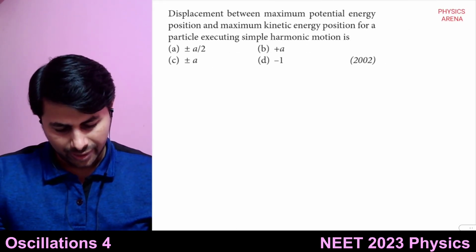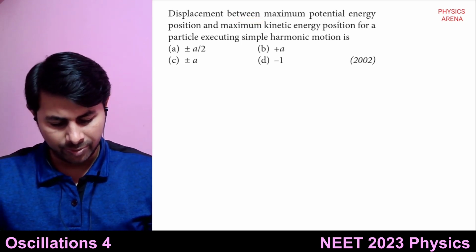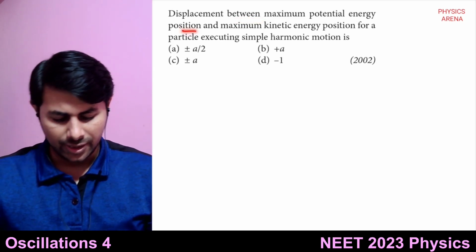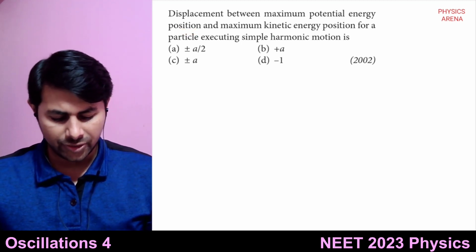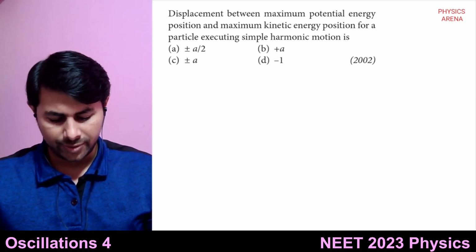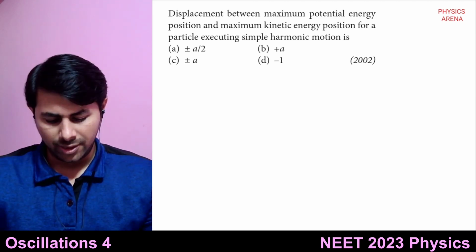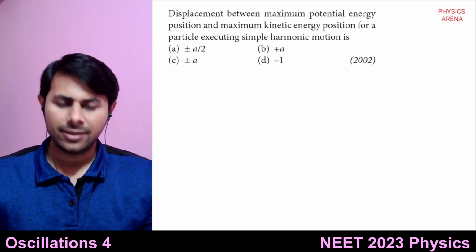Okay. Next one: the displacement between maximum potential energy position and maximum kinetic energy position for a particle executing simple harmonic motion is. So yes, tell me, is it plus minus a by 2, plus a, or plus minus a, or minus 1?